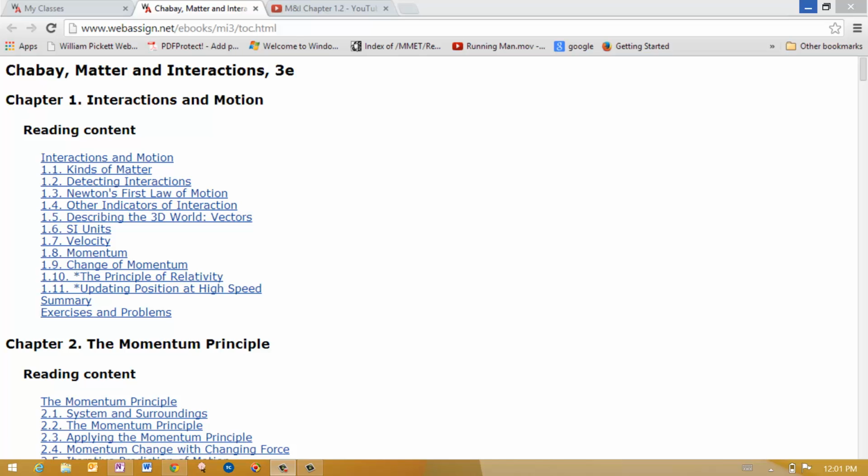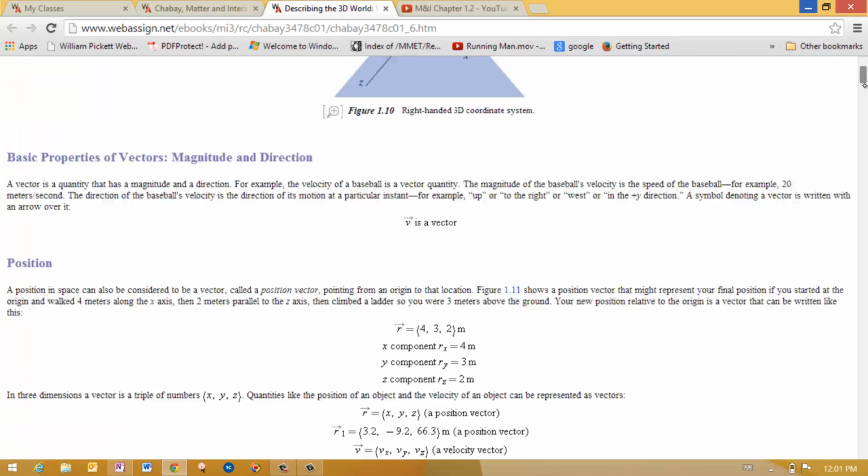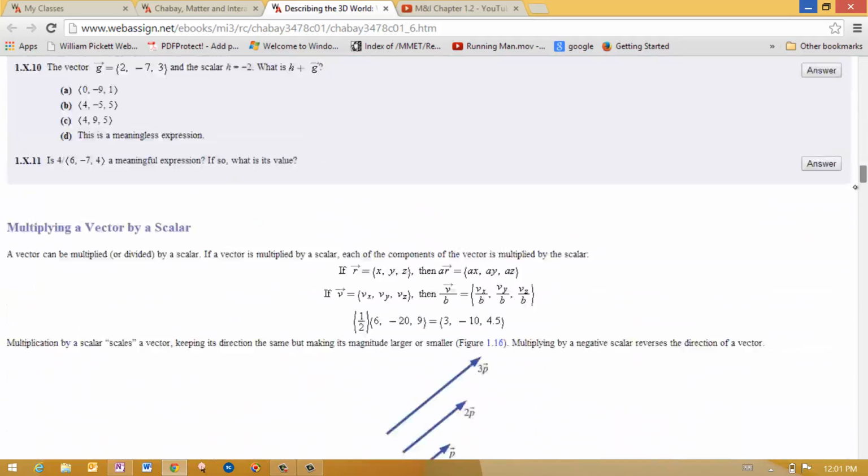And again, I've got something I want to tell you about Chapter 1. Chapter 1, Section 5, Describing 3D World Vectors. This should be a review for you. This is not the first place that you've encountered vectors. You've encountered them in mathematics classes, other physics classes, maybe in high school.